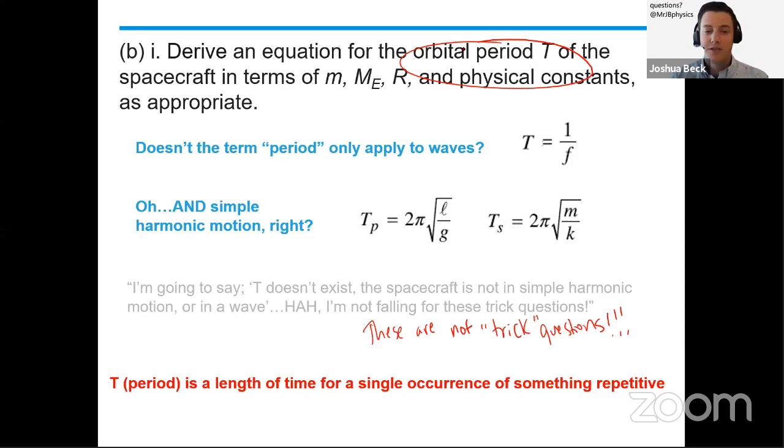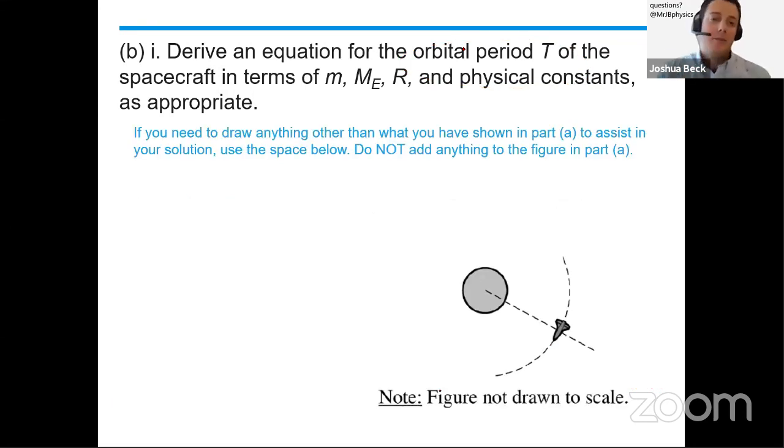Well, remember, period is just a general term used for a specific length of time to measure a single occurrence of something repetitive. Sure, a pendulum goes back and forth, so that's a repetitive event, and we can measure that time period. A wave goes through a full cycle. That's a repetitive event, so we can measure that time period. But something orbiting a planet is also a repetitive event, and we can measure that time period from there to there. That's T. To there, that's T again. So let's get on with the actual question.